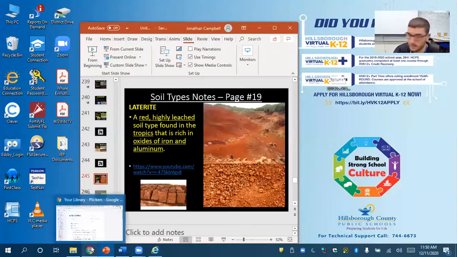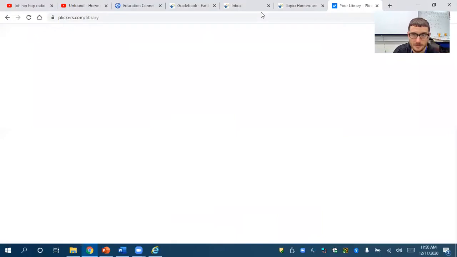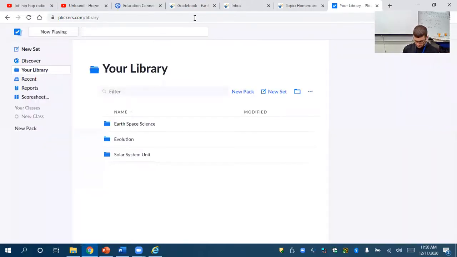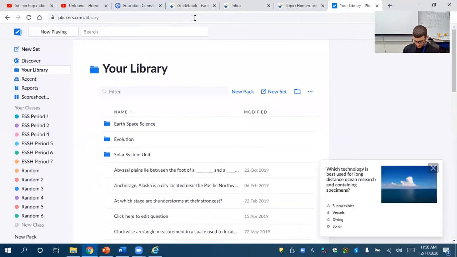Let's see if I can pull up a quick question before my lunch ends here. Last question today, guys. Got to be about the technology, right? We'll do soil types, because I think I showed this one yesterday. It's just a hunch. One moment, guys.